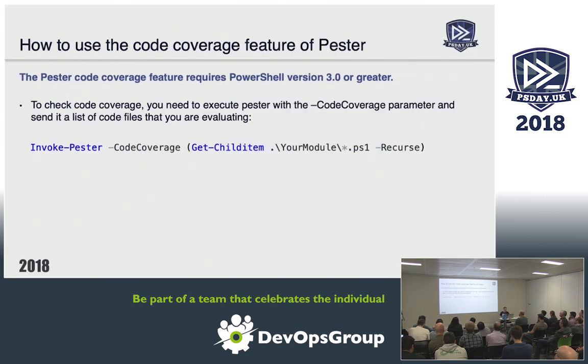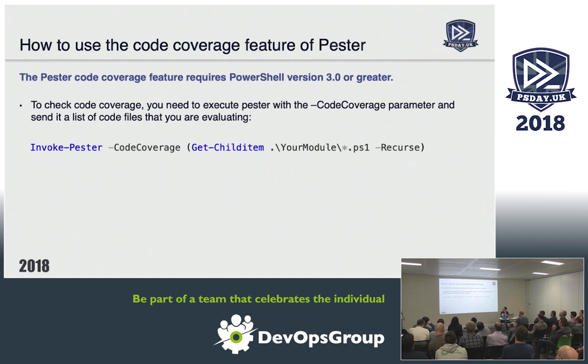Okay, so how do you use it? It's slightly complicated in that you run Invoke-Pester with the CodeCoverage switch, and then you need to send it... it's not a switch, sorry. It's a parameter which you need to feed a list of files that you are testing. It doesn't work out by default which of your files your tests are testing.